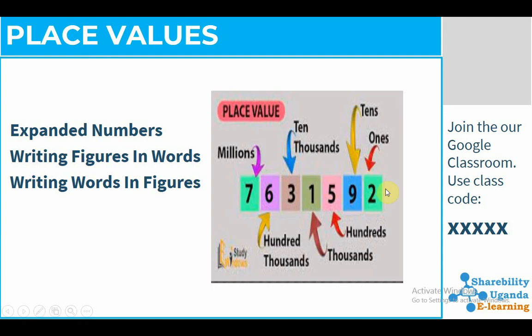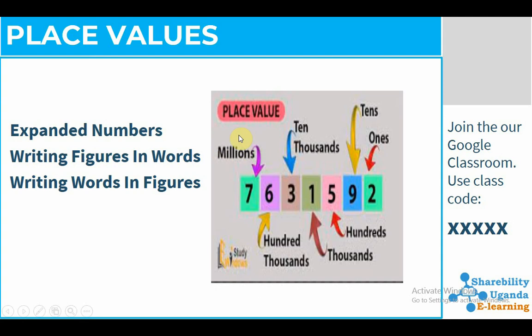So we said that our figure 2 is in the place value of ones. Okay, we said our 9 here, as you're looking, it is in the place value of tens. We say our 5 is in the place value of hundreds. Our 1 is the place value of thousands. We have a 3 here, it is in the place value of 10,000. We have a 6, which is in the place value of 100,000, and also a 7, which is in the place value of what?